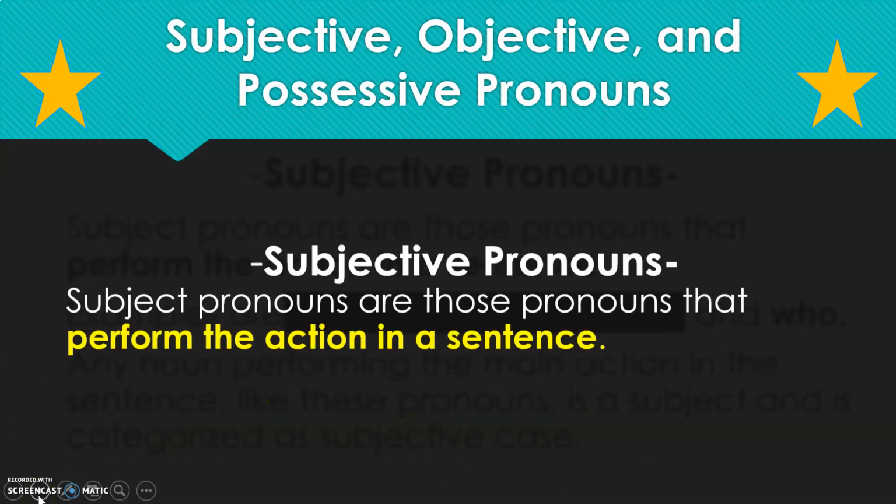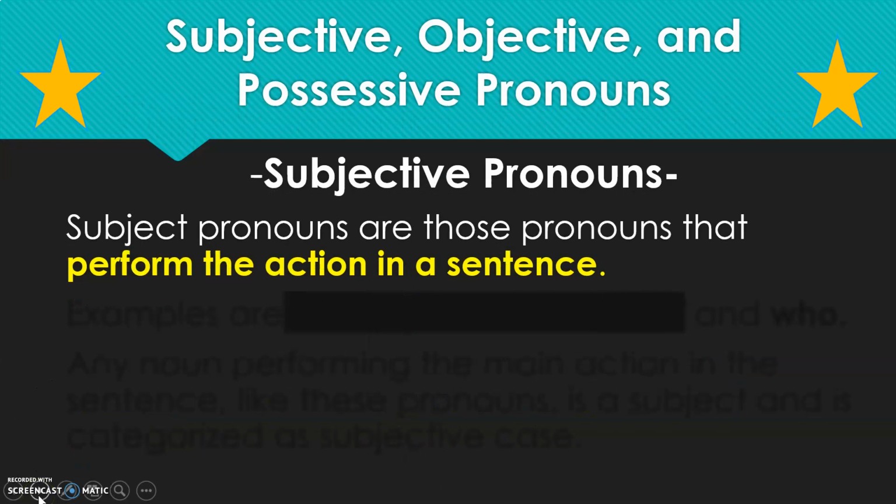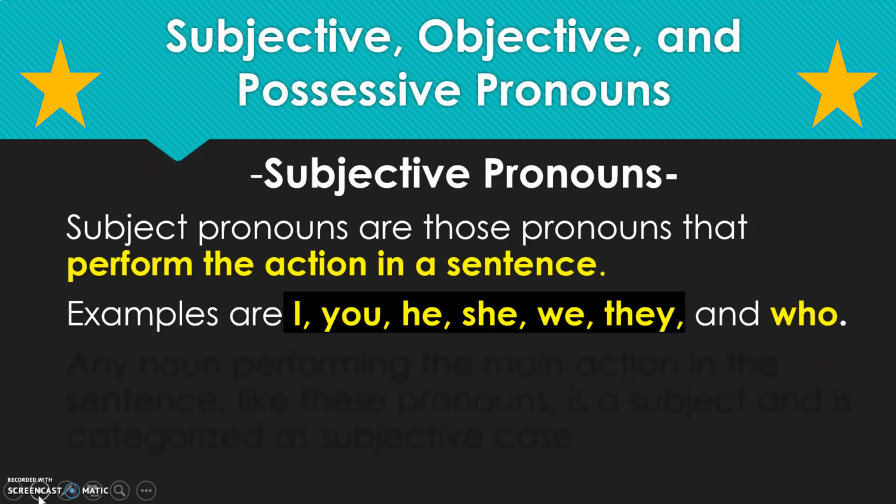Okay, so we're going to start with subjective pronouns. Subjective pronouns are those pronouns that perform the action in a sentence. So they're actually doing something. Examples here are I, you, he, she, we, they, and who. So take a minute and on your graphic organizer, the perform the action in a sentence goes underneath subjective pronouns because that's what they do. Examples, you'll write the pronouns I, you, he, she, we, they, and who under examples.